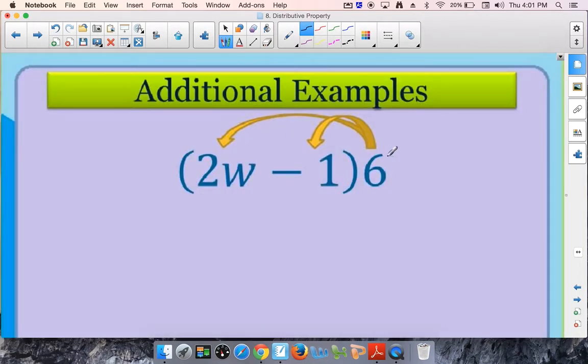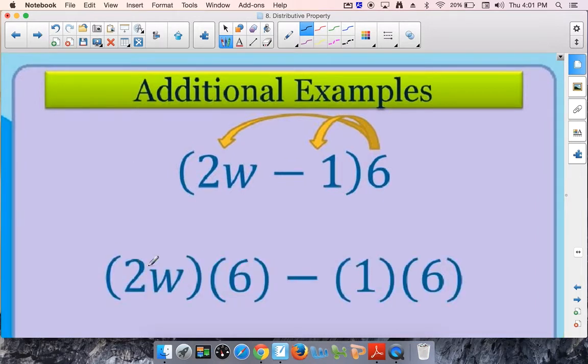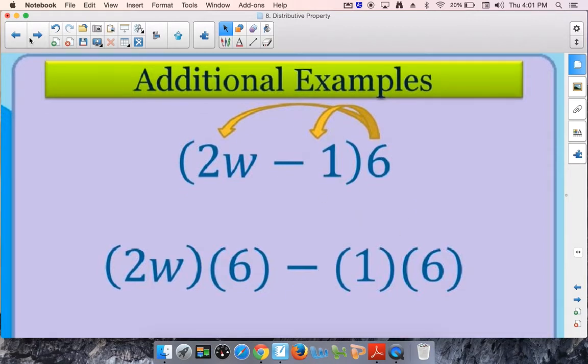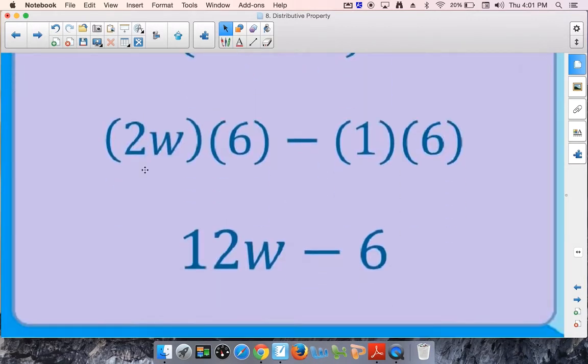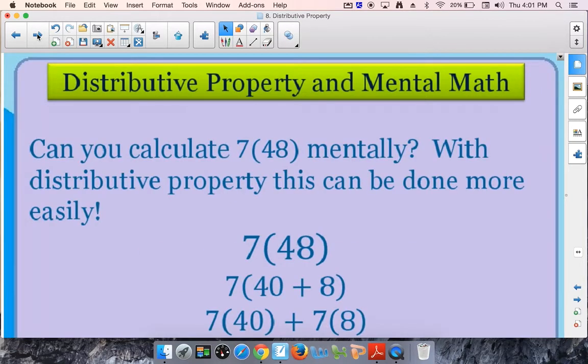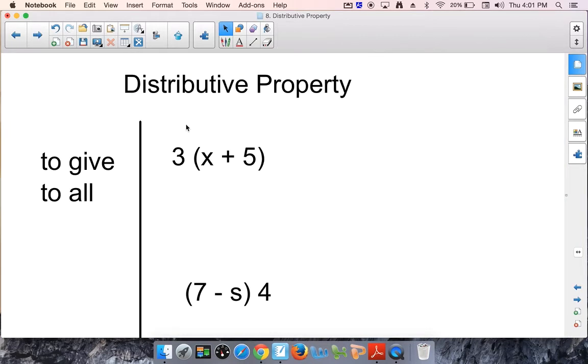Here's an additional example, and it's another way to show it with arrows. So if I have 6 packages or 6 groups, I can just show it as 6 times 2w, and the arrows show multiplication, and then 6 times 1. So technically, this is what I'm doing. I'm taking 6 times 2w minus 6 times the 1, which would give me 12w minus 6. I'm going to skip this one. I'm going to go to this one.